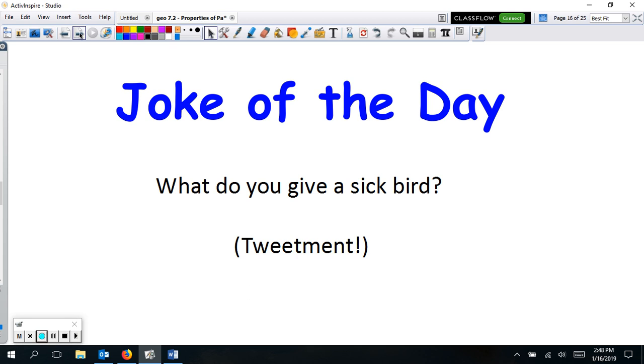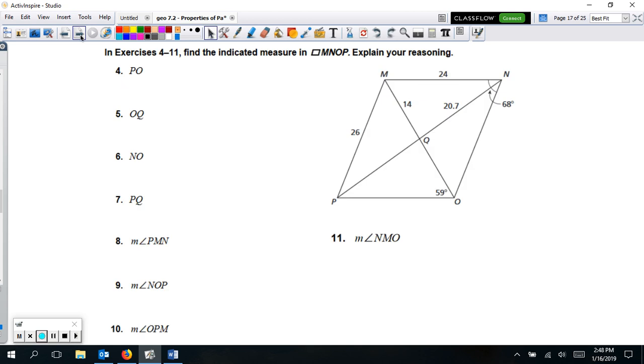All right, moving on to our second half of that page. On your extra practice, it says that we're going to find the indicated measure in parallelogram MNOP. Explain your reasoning. Okay, so we just got to look at this. Here's our parallelogram. We're going to find all of these indicated measures. And it wants us to explain our reasoning, which just means go back to those theorems we were looking at and explain it with those theorems.